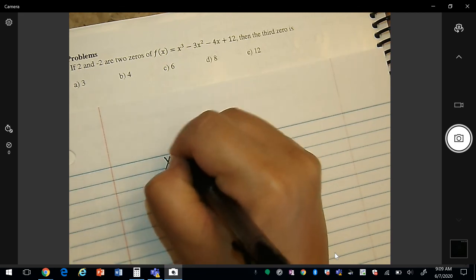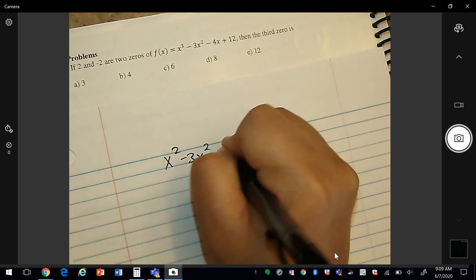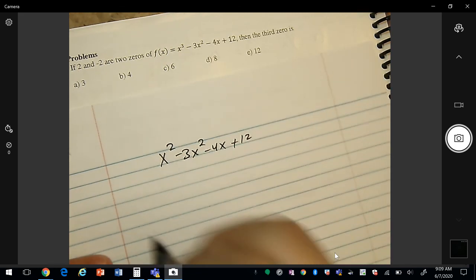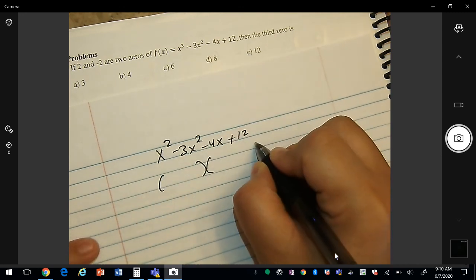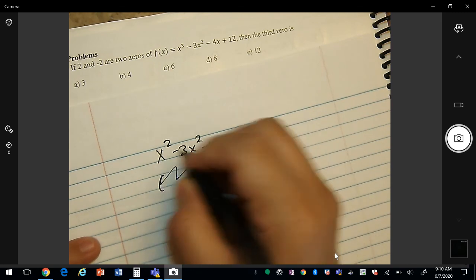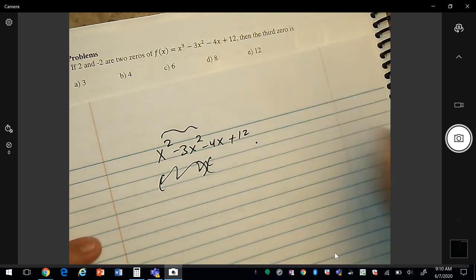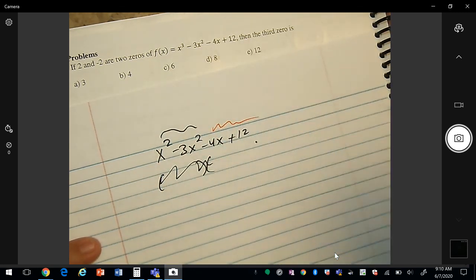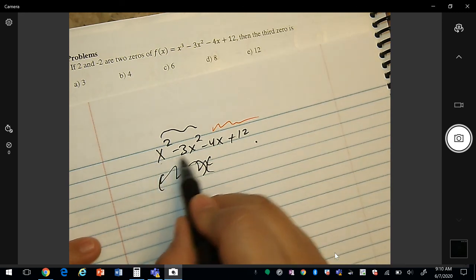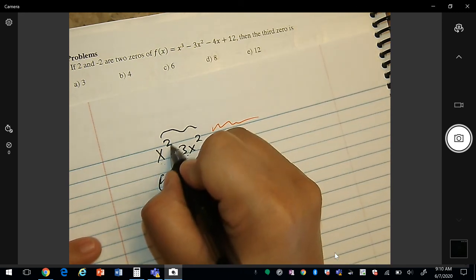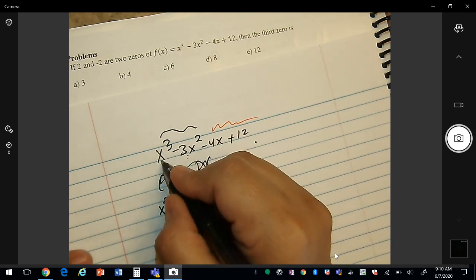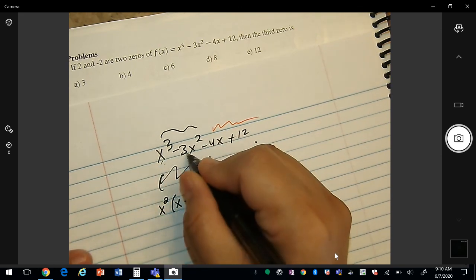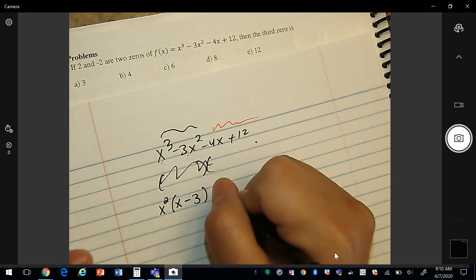So we have x cubed minus 3x squared minus 4x plus 12. If you want to factor by grouping, then we can group these two together and then group these two together. For this one, they have an x squared in common, so I can factor out an x squared. x cubed will leave me with an x, and x squared will leave me with a 3.